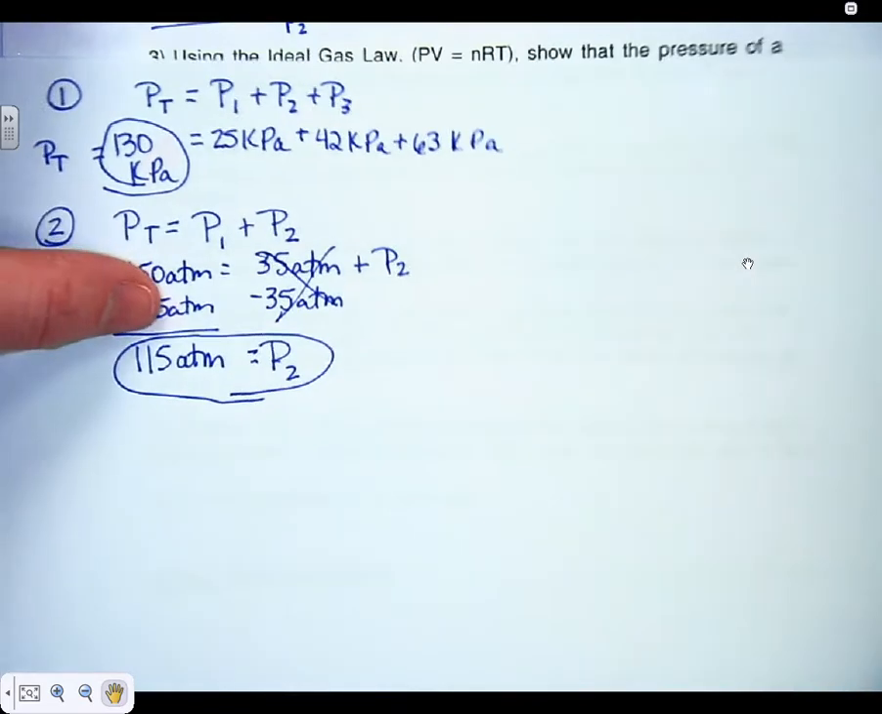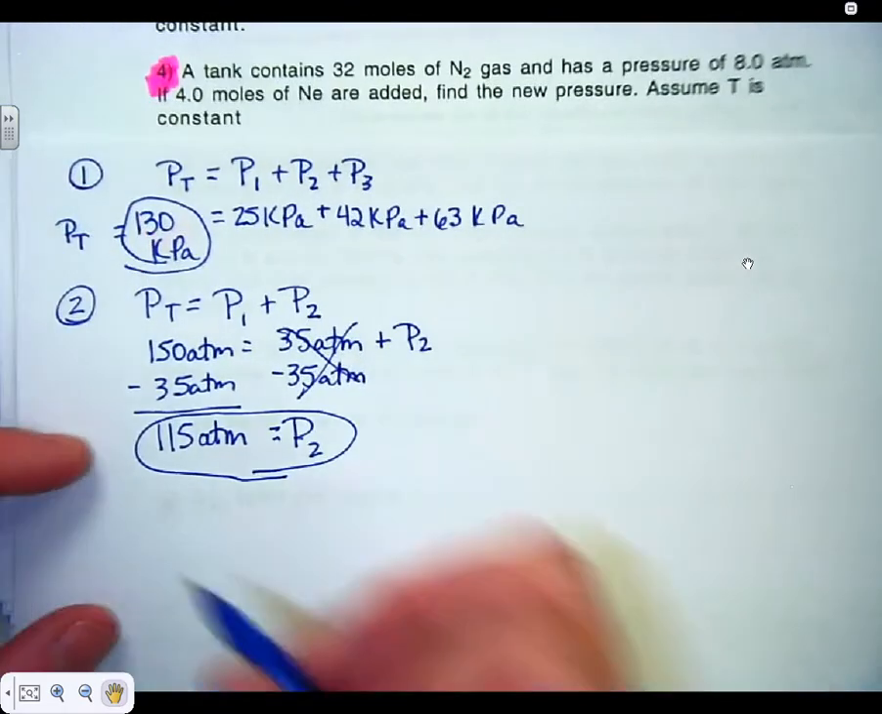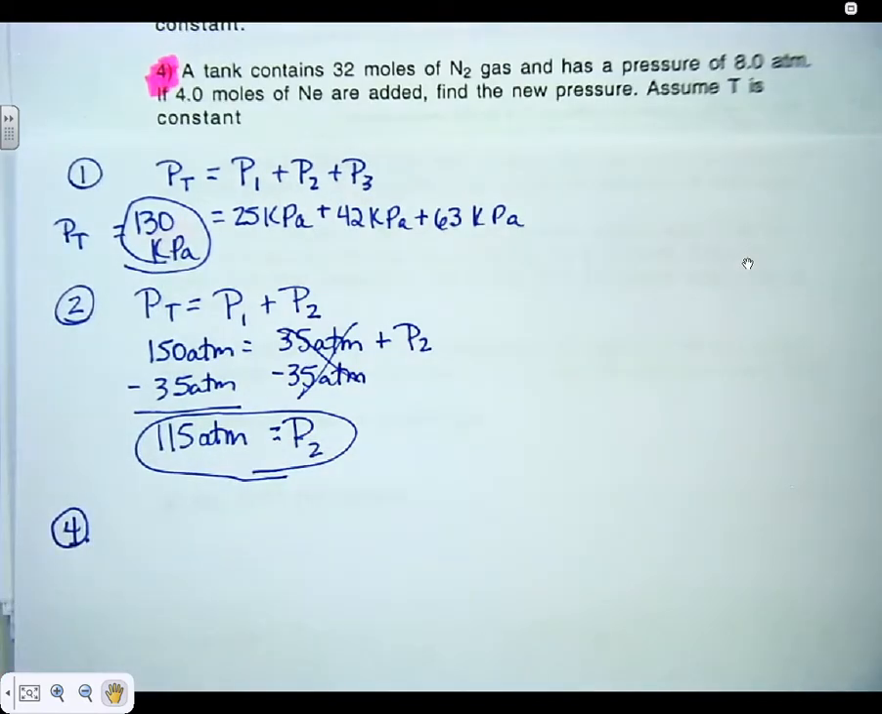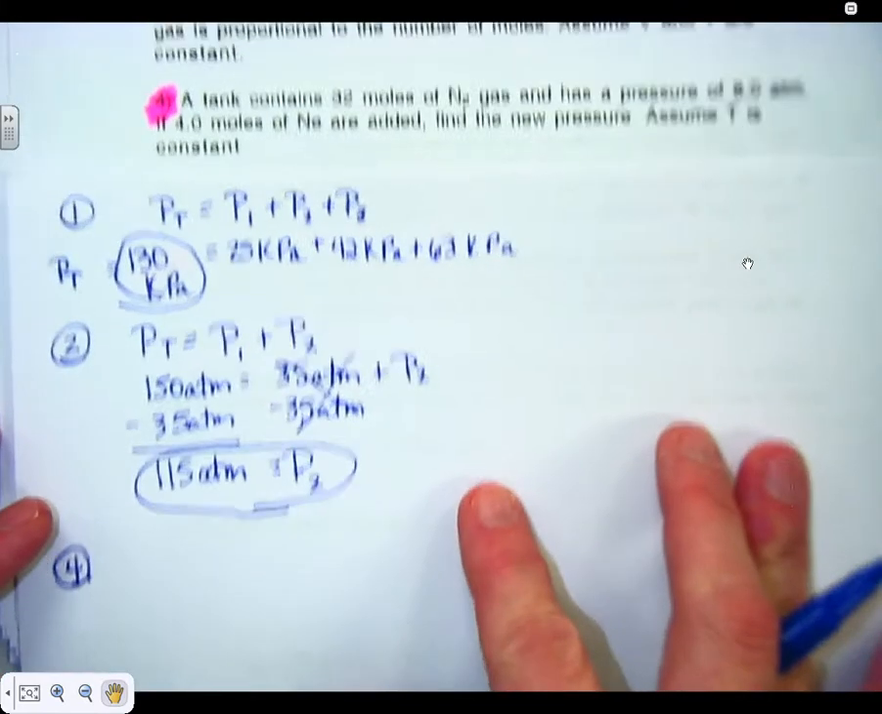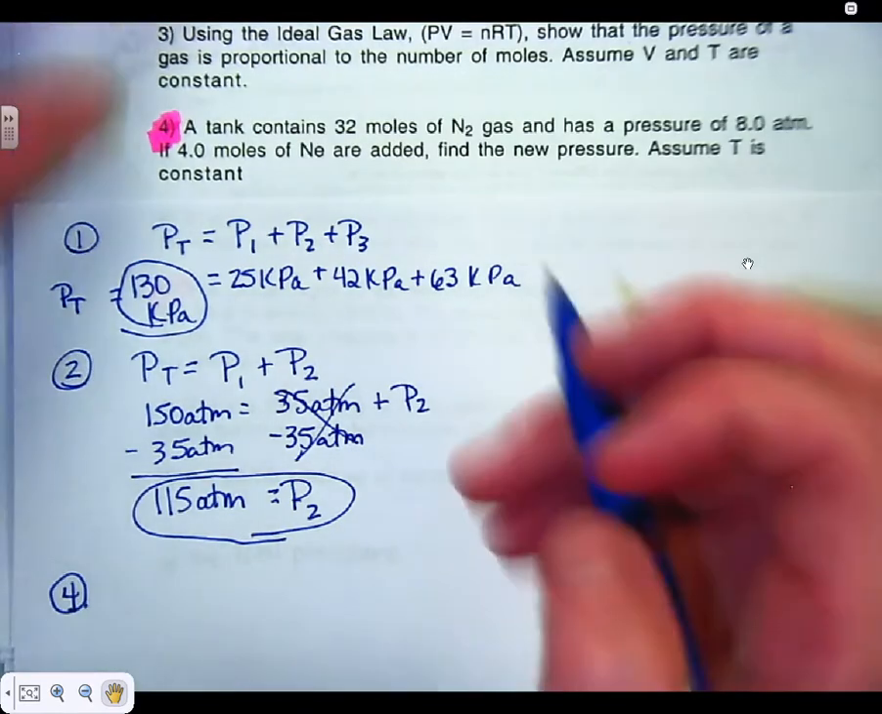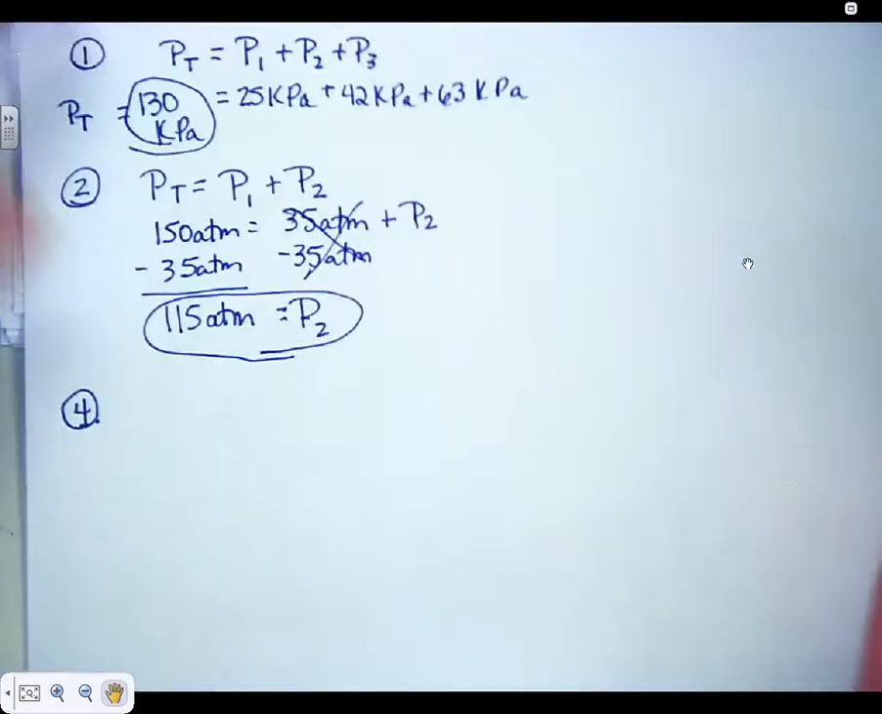Okay, moving on. Looking at the next one. This is where we're going to get into our proportions and looking at percentages. A tank contains 32 moles of N2 gas and has a pressure of 8 atmospheres. If 4 moles of Ne are added, find the new pressure. All right, well, no, I'm not going to do that one. I'm going to skip that one because I want to use the percentages.